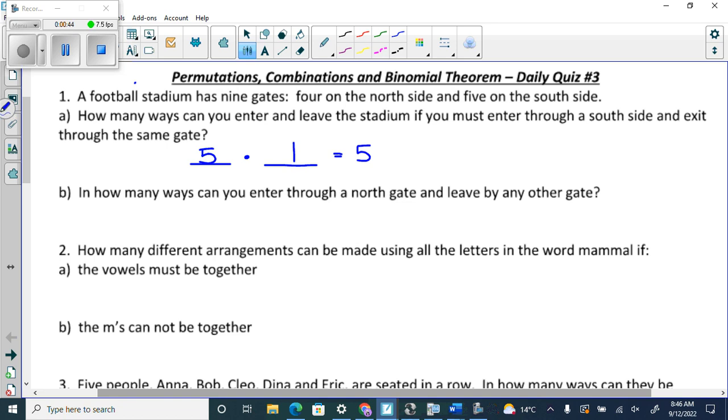Now here it says, in how many ways can you enter through a north gate and then leave through any other gate? So north gates there are 4. How many gates in total? There are 9, correct? And I need to leave through a different gate. So how many are going to be here for the leaving gate? 8. 32.